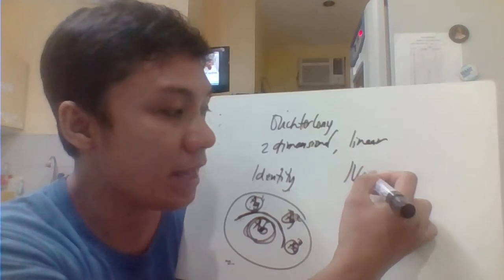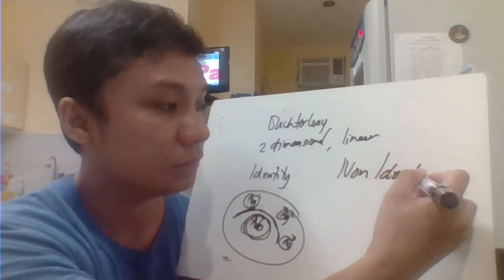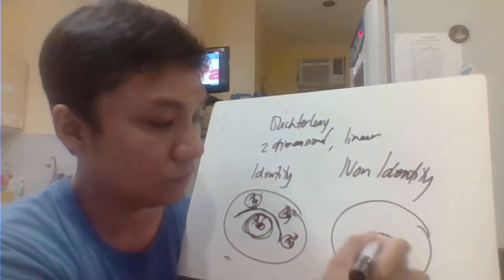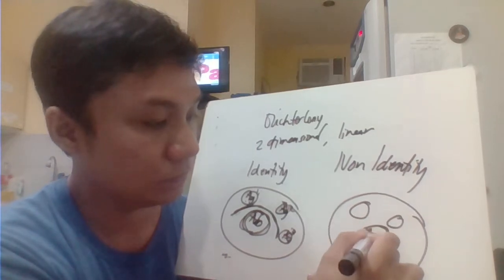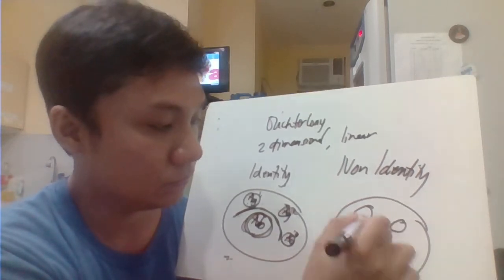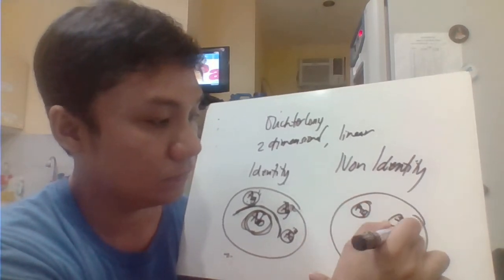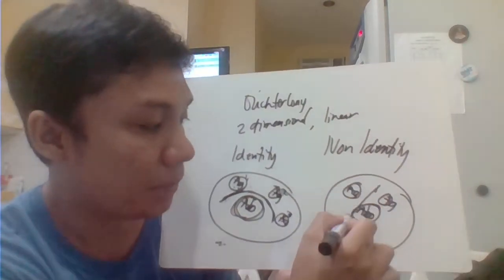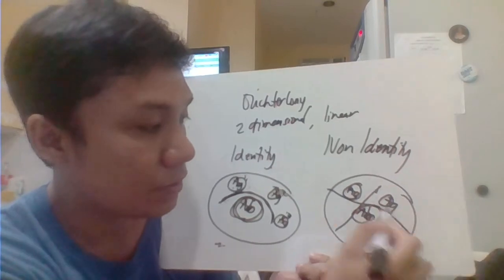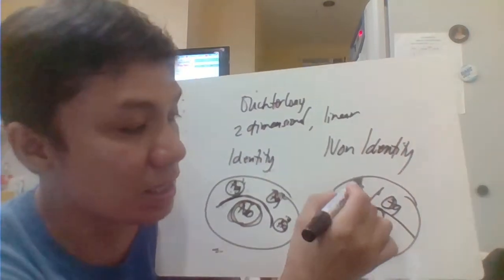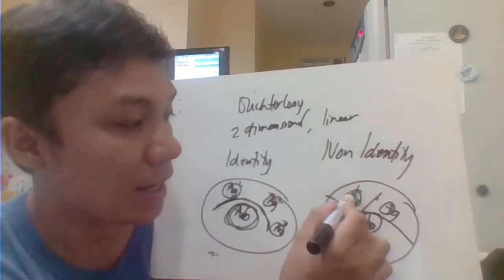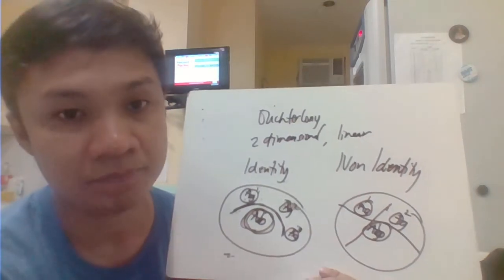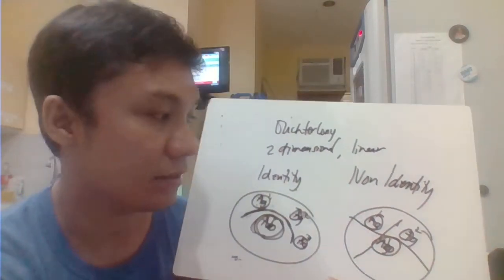Pag non-identity naman, okay, the non-identity on the other hand, is characterized by the crossing of precipitation line. So, nagko-cross ito. It would mean, ang meaning nito, ang antigen 1 natin, antigen 2 are not the same. So, that's your non-identity.